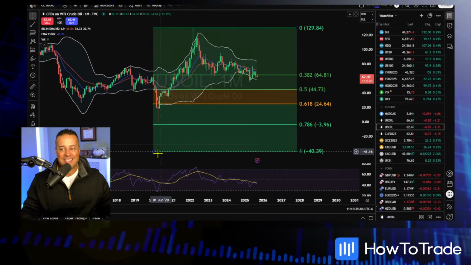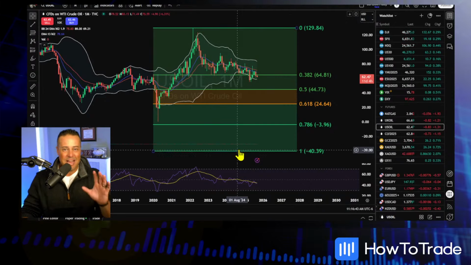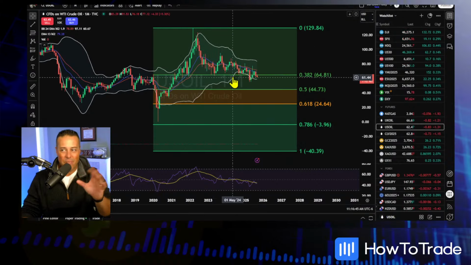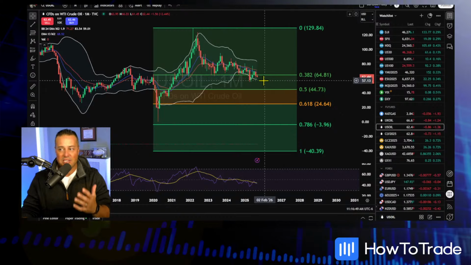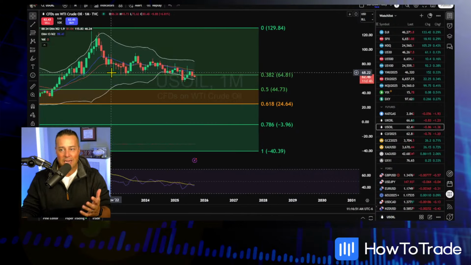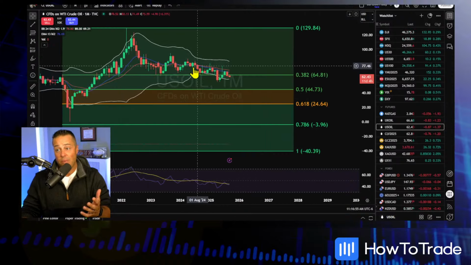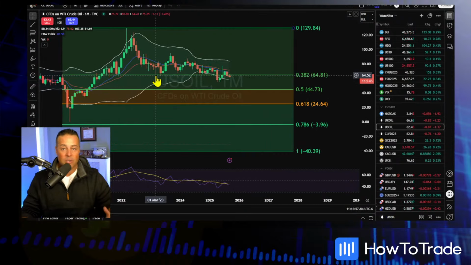What I would say is this. That's your Fibonacci sequence. There it is. Negative 40. Now, it's not exact. Negative 40, 39. Don't get caught up to the tick. We're talking about a 5-year period here. 38%, 64.81. It is no accident that really has been where the war's been fought for U.S. oil over the past, going back to March of 2023.